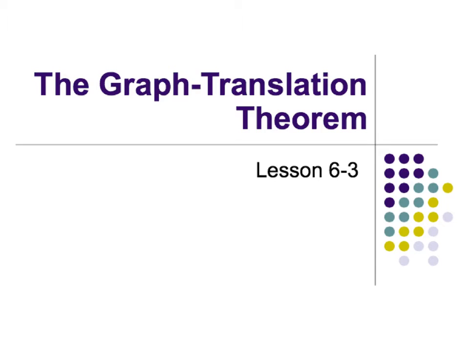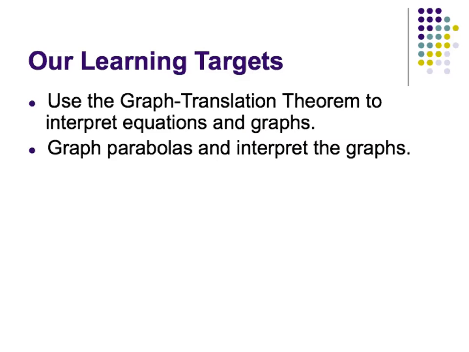Good morning. As we begin Lesson 6.3, we're going to build off of what we learned on our tasks yesterday regarding what happens when you add and subtract from the x's and y's in an equation for a parabola. We found yesterday that there's some translating that takes place. So our targets in this lesson are to use what's called the graph translation theorem to interpret equations and graphs, and then to be able to graph parabolas given their equations and interpret their graphs, identify some key characteristics in them.